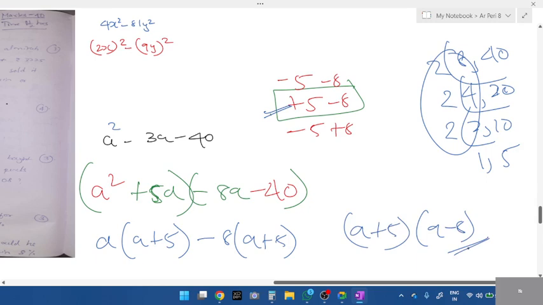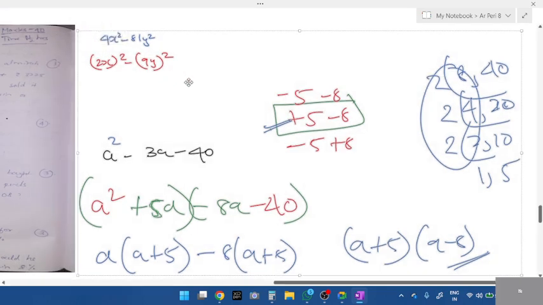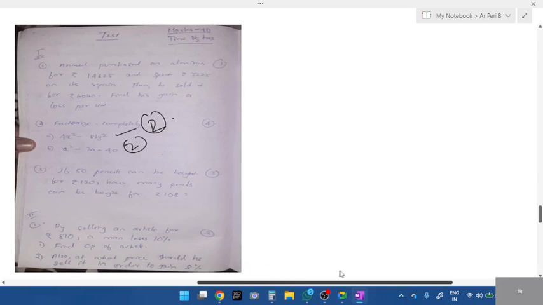If it is correct, 4 marks, students. Correct it, give 4 marks. If it is wrong, make a note of where you went wrong. Try it later. A plus 5 into A minus 8 is the answer. Shall we try the next one? Done? Okay, next question. Correct the next one.